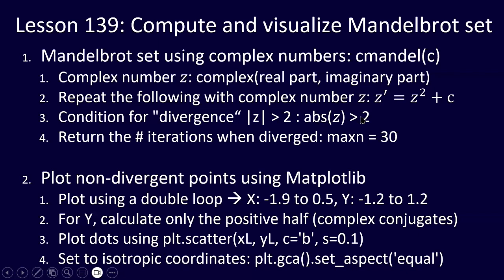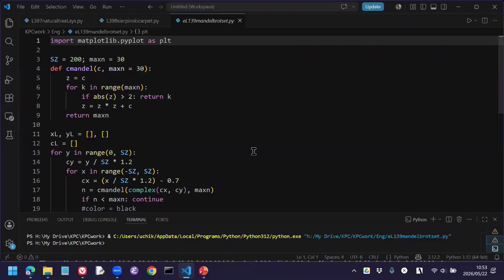If it doesn't diverge in 30 rounds, we call it non-divergent. And last time we only plotted the non-divergent points. Let's quickly review the code.